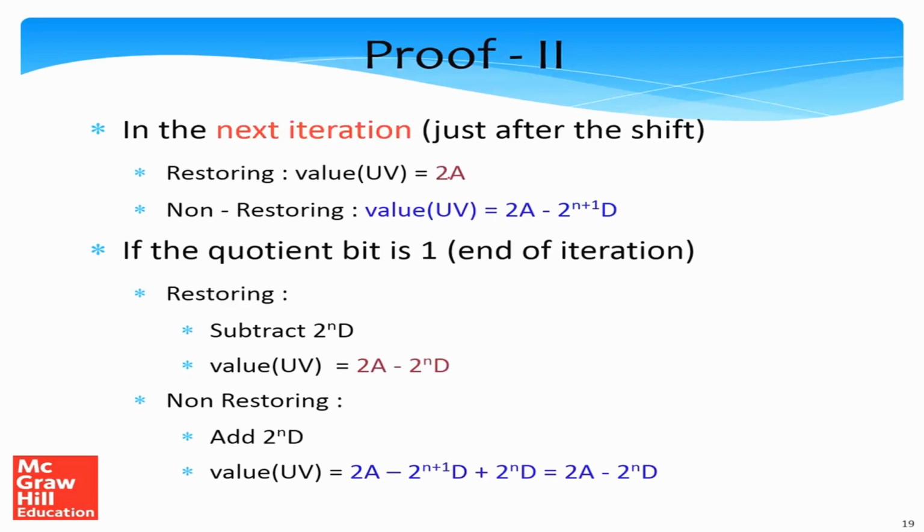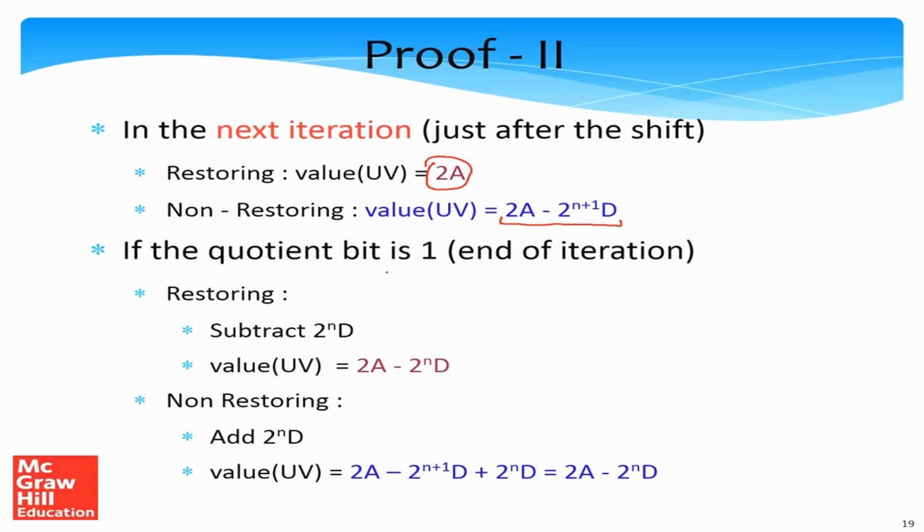Now in the next iteration, just after the shift, we will multiply the number by 2, so it will become 2a. In restoring, the number will become 2a. In non-restoring, the number will be 2a times 2 raised to the power n plus 1 times d. So whatever was there in the previous iteration just gets multiplied by 2.